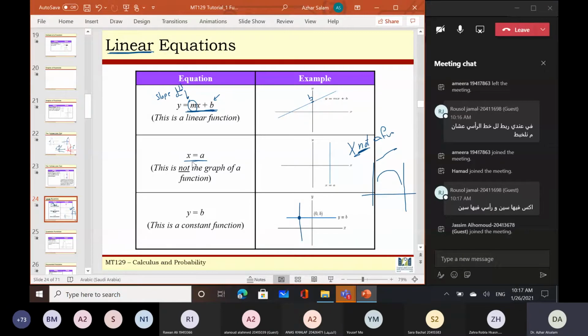Of course, x equals a, like that here, a. All the values of y have the value a as in x. It's not a function, not a graph of a function.